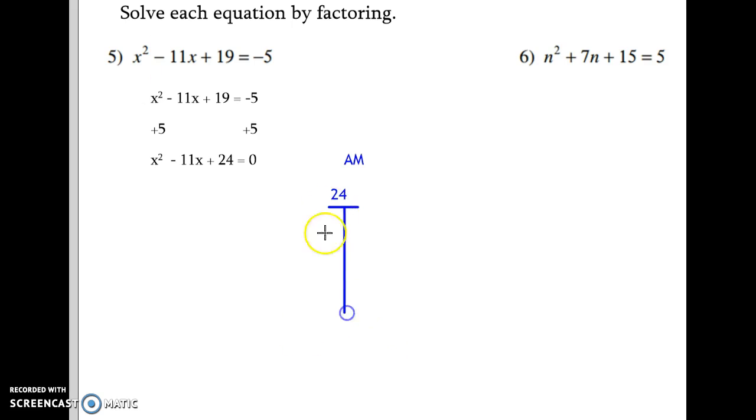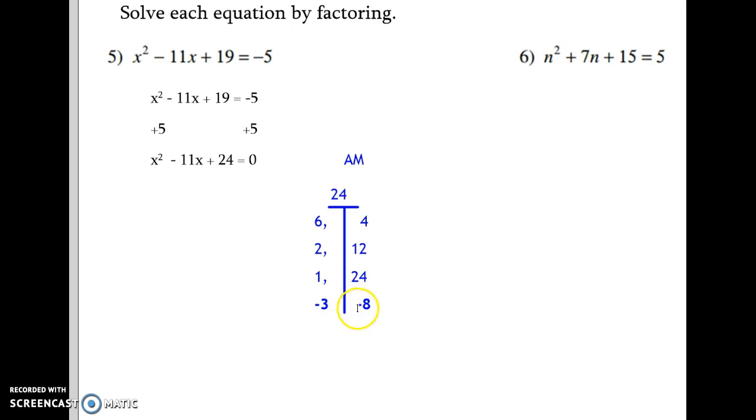Well, we know that we have, as an example, 6 and 4. We have 2 and 12. We have 1 and 24. But none of these are going to add together to give us a negative 11x. So we're going to have to change our perspective, and try to get some numbers that are negative. Let's try negative 3 and negative 8. Well, it turns out that negative 8 plus negative 3 is negative 11. So these are the ones that we're going to use.